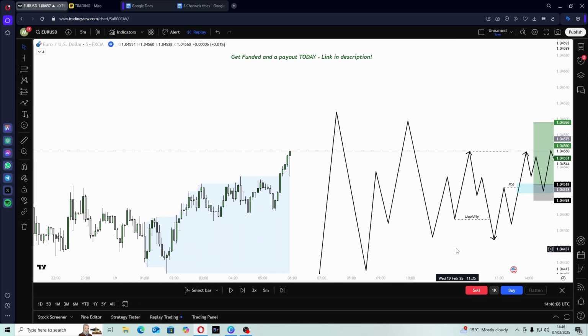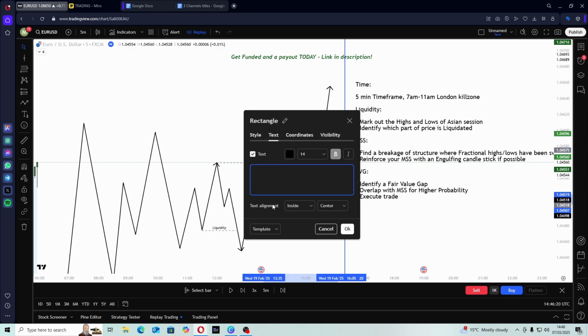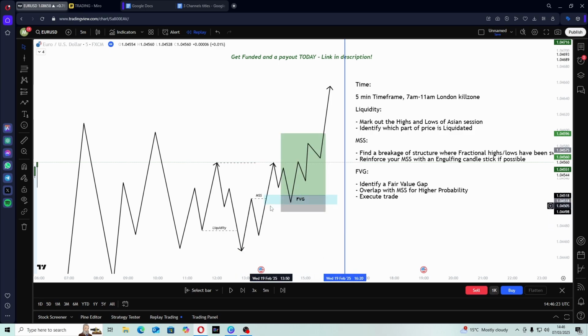Once we've actually got that, what we need to do now is identify a fair value gap. We're overlapping it with the market structure shift for a high probability, and then we execute the trade. You can see the fair value gap is right here. This highlighted area is the FVG. And you can see how it overlaps with the market structure shift to give us a very, very good entry point. And then all we've got to do from now on is execute the trade, whether that's putting a buy limit or a sell limit.